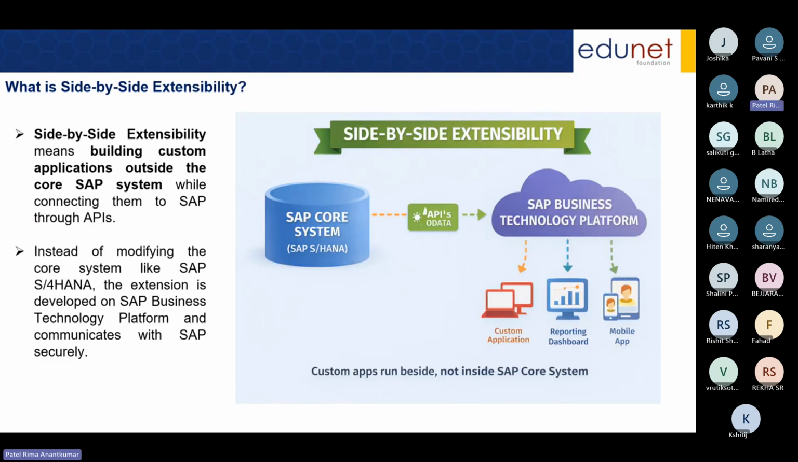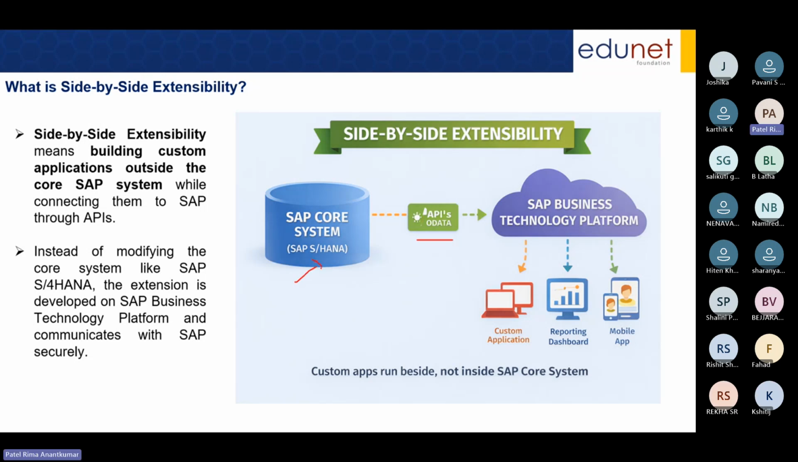So talking about the side-by-side extensibility, we can build the custom application outside the core SAP system, right? But anyhow, we need to connect it, so we can connect via OData services, OData APIs. So instead of directly accessing or directly modifying this, we are using the APIs, which is known as side by side extensibility, right?